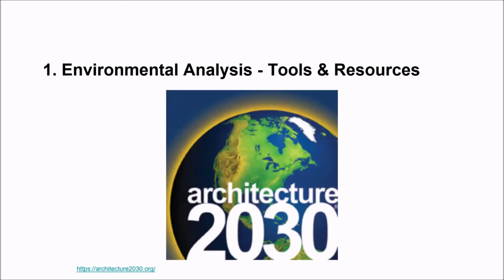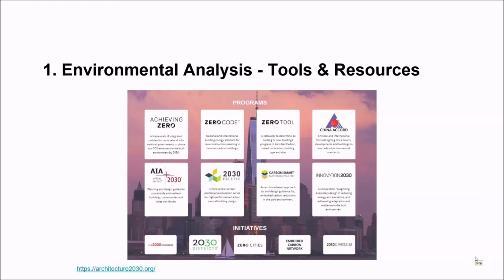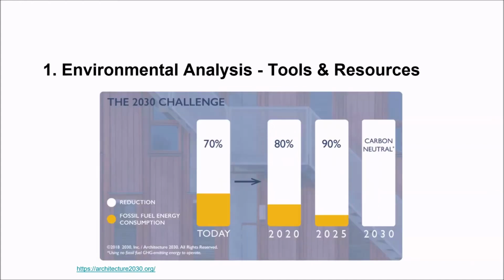Architecture 2030 is a nonprofit 501c3 research organization. Architecture 2030 issued the 2030 Challenge, which was adopted by the American Institute of Architects and forms the basis of the AIA's 2030 commitment. Architecture 2030 is responsible for numerous programs and initiatives, as you can see here. The 2030 Challenge being perhaps what they are most well known for.